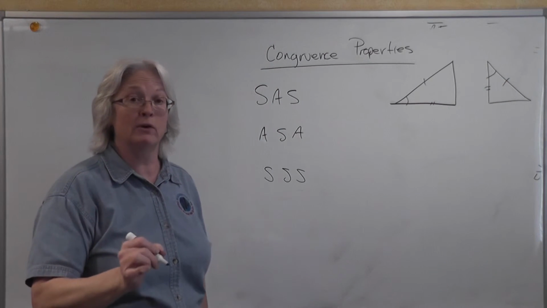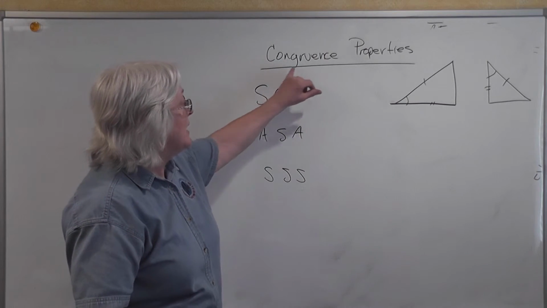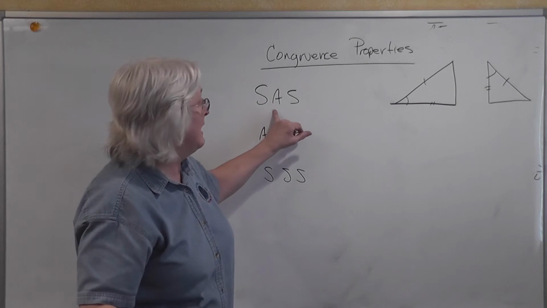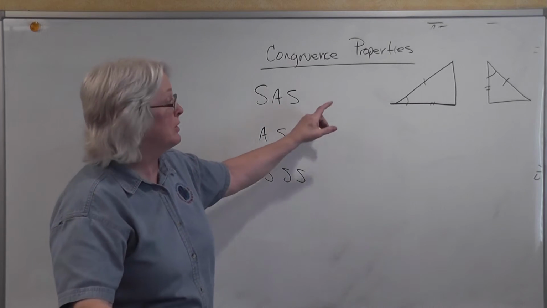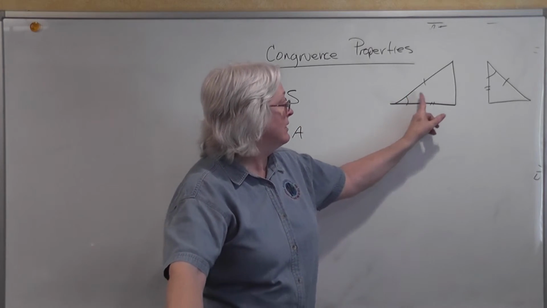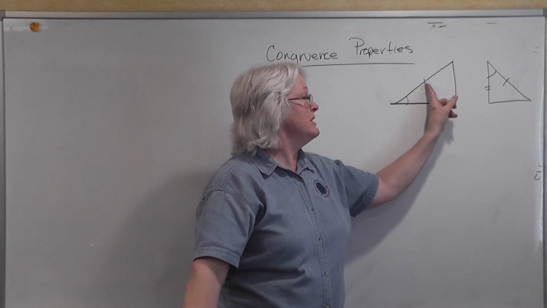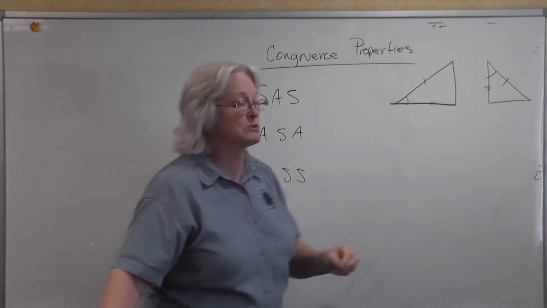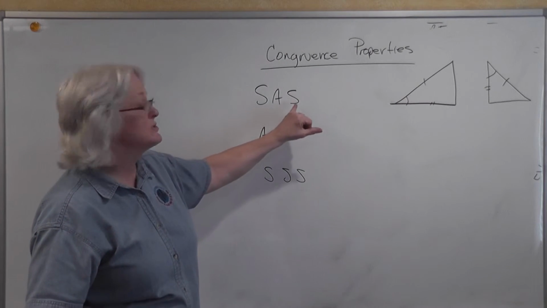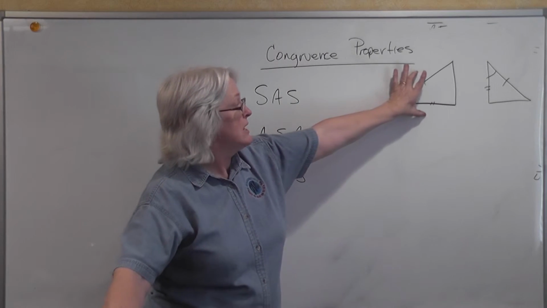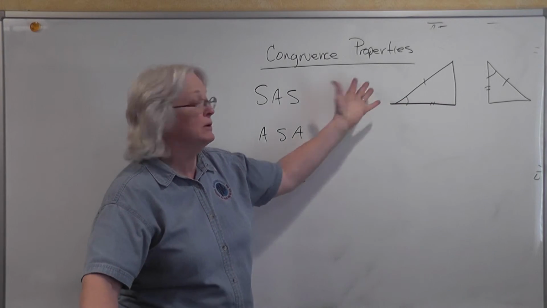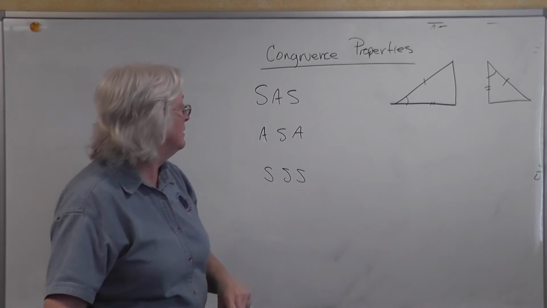Those 2 triangles are congruent by the side angle side congruence property, because look, we have the angle is the same measure, this side is the same measure, and this side is the same measure. This is what we talk about. Side, angle, side, 2 sides, and the included angle. If they're congruent, the entire triangle is congruent.